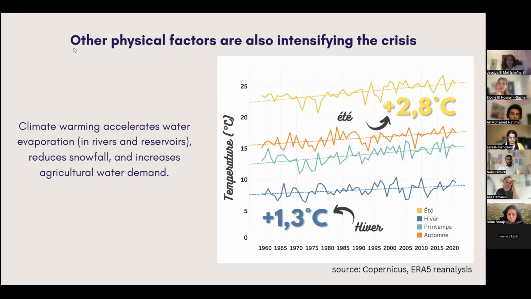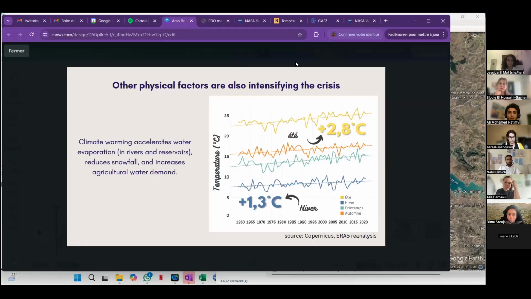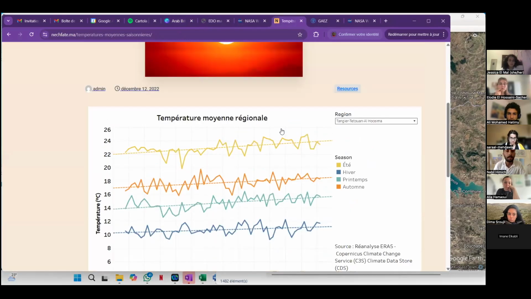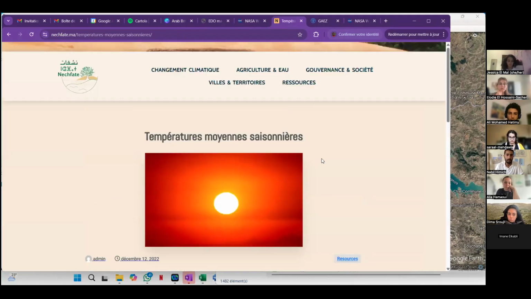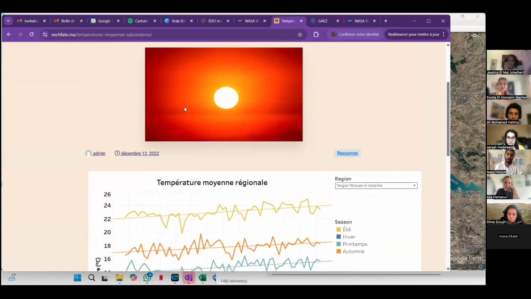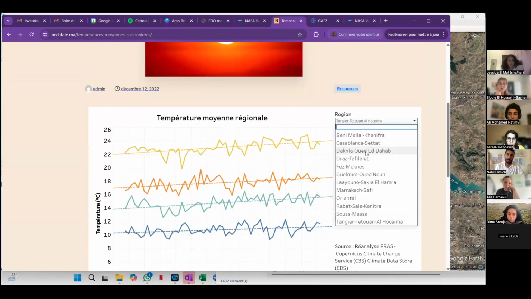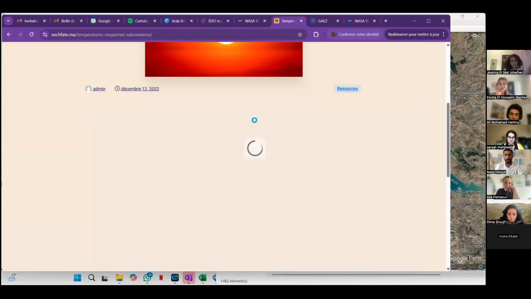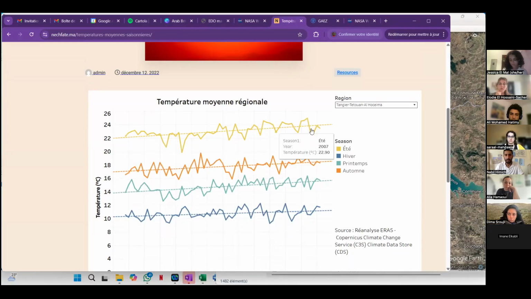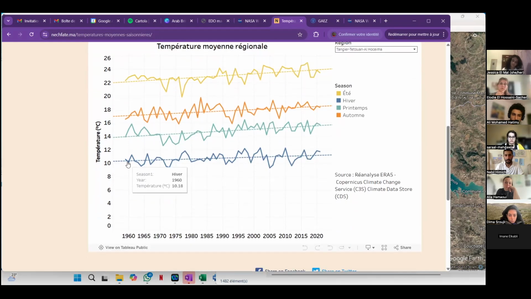So for those interested in the Moroccan case, you can check this on our website. I will just try to show you quickly. On our website, we have this section, resources, average seasonal temperatures, and you can go region by region. For example, if we go to Guelmim-Oued Noun in the southern part, you see the same tendencies, from basically 22, 22.5 degrees to 23.5. So also an increase in temperature for summer, for winter, etc.